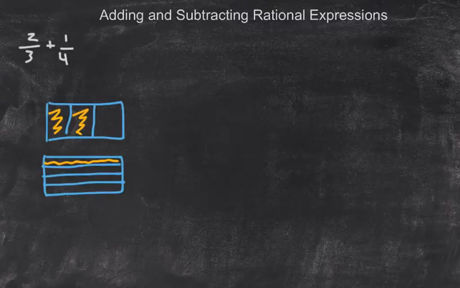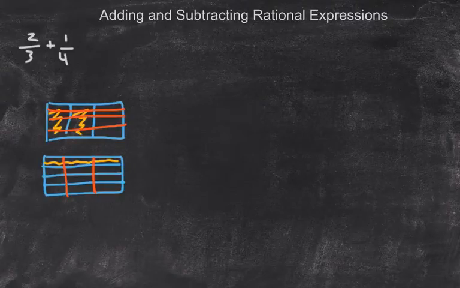So what I'll do here is in my thirds, in my diagram of 2/3, I will divide that into 4 equal pieces going across. And here in my 1/4, I'll divide that into 3 equal pieces going the other way, going up and down. So now I have 2 diagrams that are each representing some part of the whole, and now my equal sized pieces are 1/12ths.